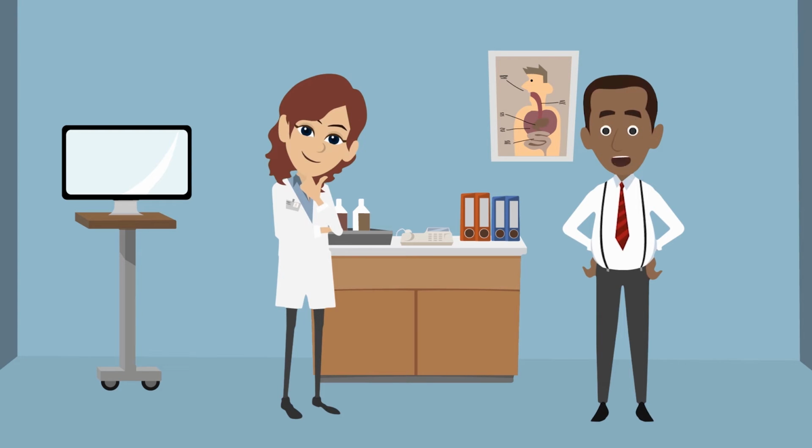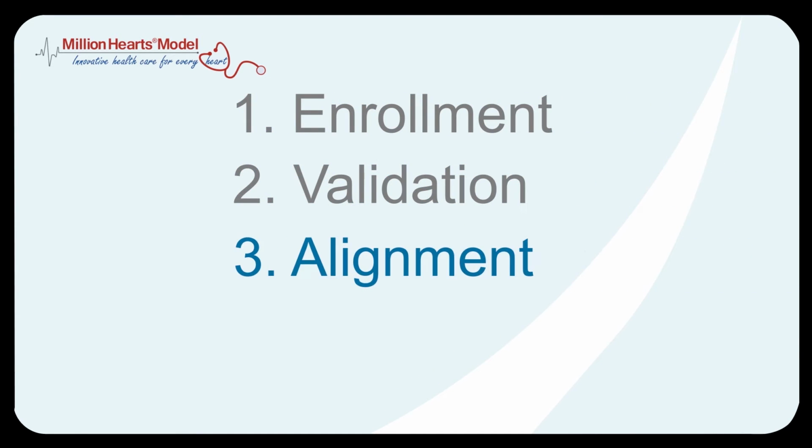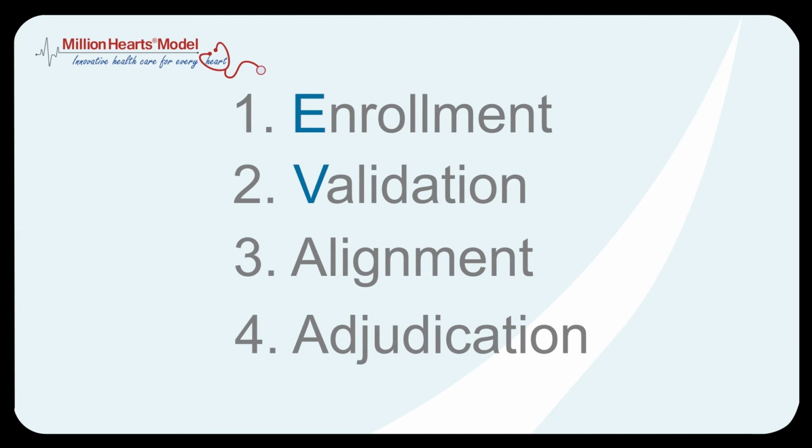How do I enroll my patients in the Million Hearts model? All participating organizations will follow a standard process to enroll eligible Medicare beneficiaries. This process consists of 4 steps: enrollment, validation, alignment, and adjudication, or EVAA. By following these 4 steps, your organization will be able to successfully enroll your eligible Medicare beneficiaries in the model to support Million Hearts model goals and collect payments for your efforts.